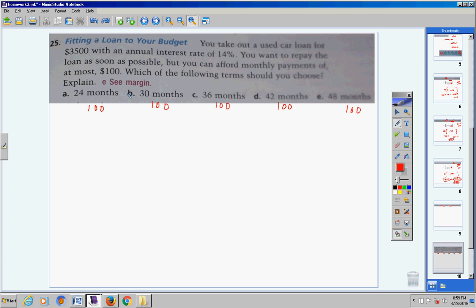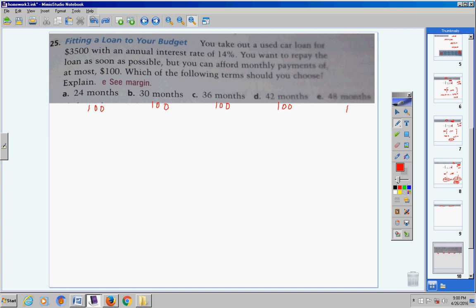Some of you might say the one that has the lowest monthly payment. No, absolutely not, because the lowest monthly payment means you're going to have more interest because you're going to pay for it longer. If all of these give you a $100 or less monthly payment, then pick the loan that's the shortest, because the shortest loan gives the less interest.